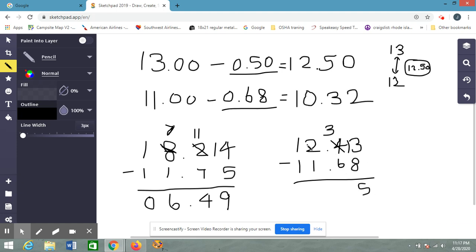3 tenths minus 6 tenths. We can't do that. So take that 1 whole, it becomes 10 tenths. Add it to those 3 tenths. Now it's 13 tenths. 13 tenths minus 6 tenths equals 7 tenths. Bring the decimal down. Now easy subtraction here. 1 minus 1 is 0. 1 minus 1, 0. So 12 and 43 hundredths minus 11 and 68 hundredths equals 75 hundredths.